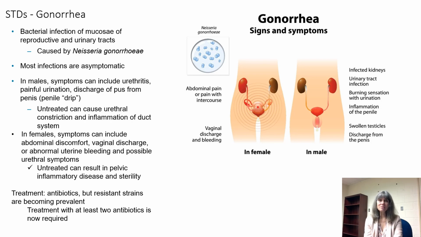In males, symptoms can include urethritis, painful urination, discharge of pus from the penis, which is known as penile drip. If left untreated, gonorrhea in males can cause urethral constriction and inflammation of the duct system. In females, gonorrhea symptoms can include things like abdominal discomfort, vaginal discharge, abnormal uterine bleeding, and possible urethral symptoms. If left untreated in a female, that can lead to pelvic inflammatory disease and possibly sterility.